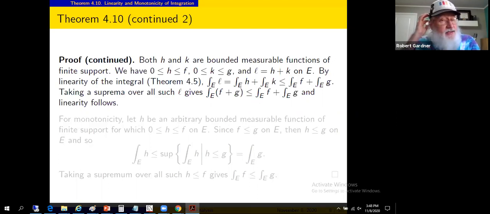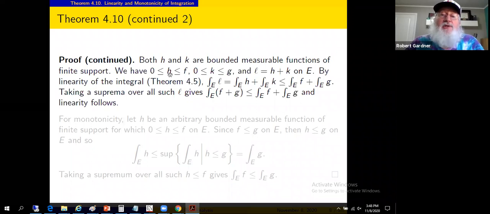We've got that the integral of h is less than or equal to the integral of f because h is less than or equal to f. h is a bounded measurable function of finite support, and the integral of f is defined as a supremum over all such h. So here we're comparing an element of the set to the sup of the set. Well, an element of the set is less than or equal to the sup. And the same thing with the k function and the g function. Again, it ain't monotonicity, it's the definition of these integrals as suprema that's giving the inequality.